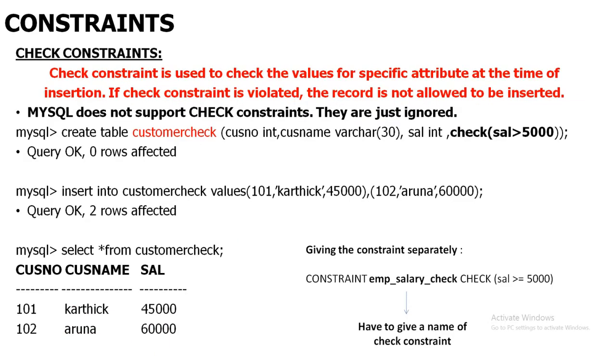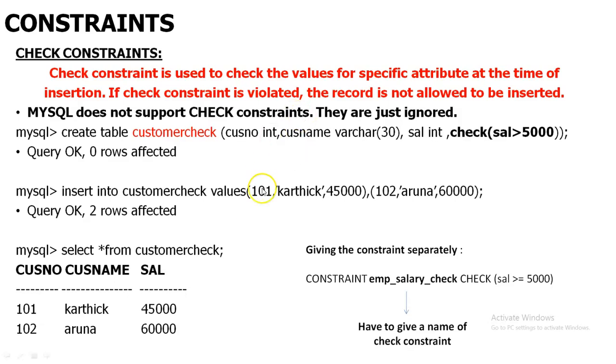The next constraint is check constraint. So check constraint means, when you are creating a table, you will be giving some condition for a particular column. So at the time of inserting a value in that column, if and only if the condition has been satisfied, the value will be inserted into the table. If the condition is violated, the value cannot be inserted into the table. So this is your check constraint.